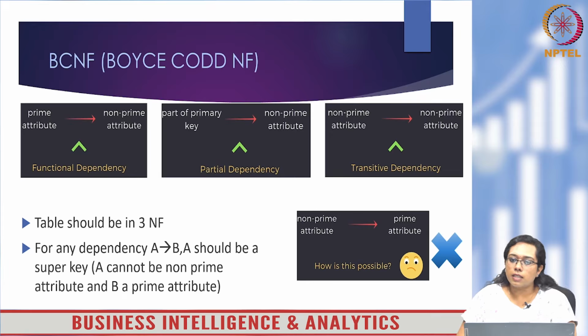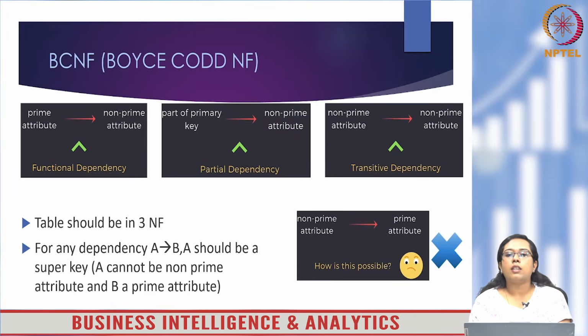What is a partial dependency? Partial dependency is a case where a non-prime attribute is dependent on only a part of the primary key and not on the whole of the primary key. So, it is just depending on a very small part of the primary key. That is what is partial dependency. And in which normal form was partial dependency to be removed? Yes, it is second normal form.